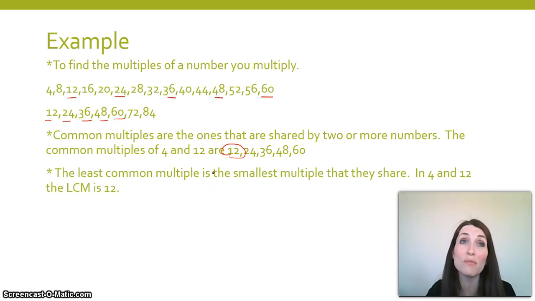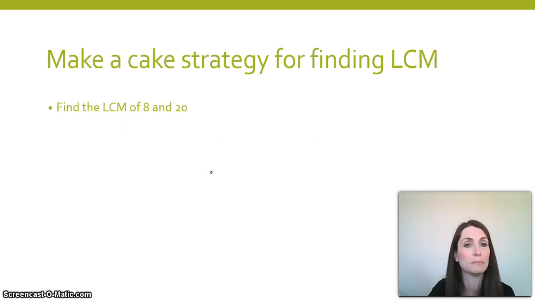So we're going to do practice problems to really work through this, and I'm going to show you a couple of different strategies to find multiples. The most common strategy is the one I just showed you, where you list out the multiples of a number and then you determine which ones are shared. But there's also another strategy for finding least common multiple, and it's called the make a cake strategy. You can choose whichever one works best for you. Most kiddos just list out the multiples and then find the common multiples and least common multiple. But for some people, this one really makes sense and makes it a quicker way to do these type of problems.